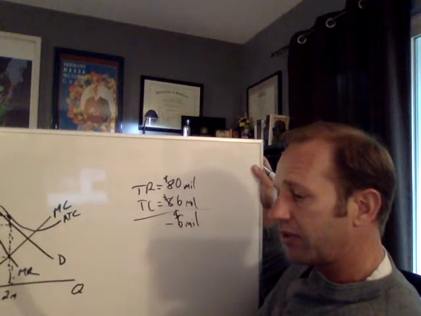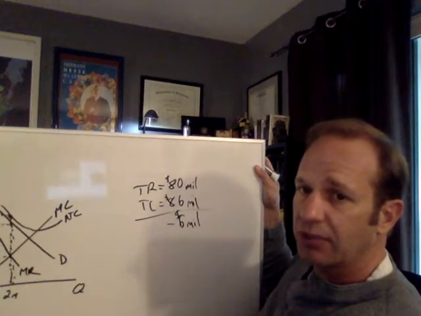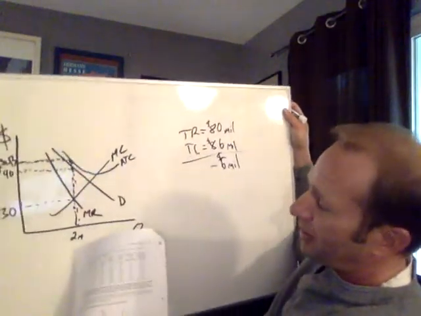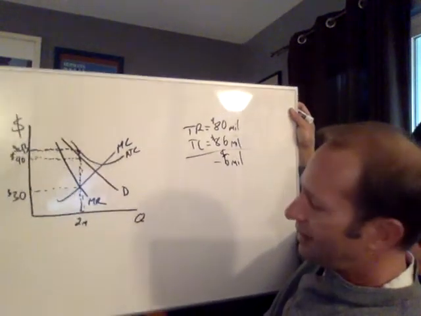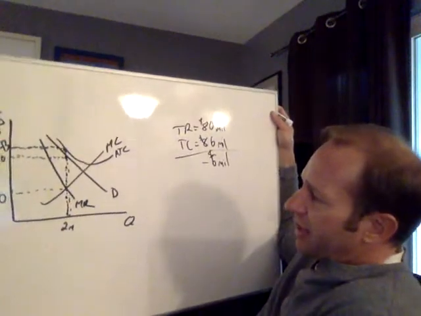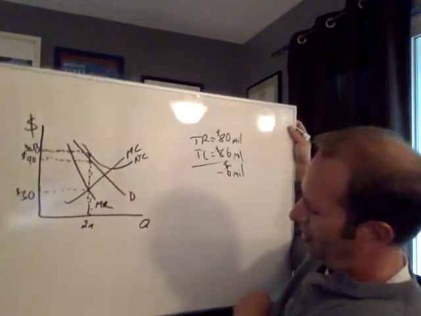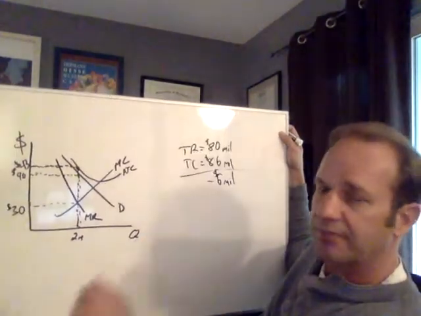The firm's loss minimizing output: profit maximizing and loss minimizing are the same place. Marginal revenue equals marginal cost. Because we have figured out that they're losing money, it's still where they want to be. It's the least bad they can be, producing where marginal revenue equals marginal cost. It's just that they're operating at a loss, so we call that loss minimizing.